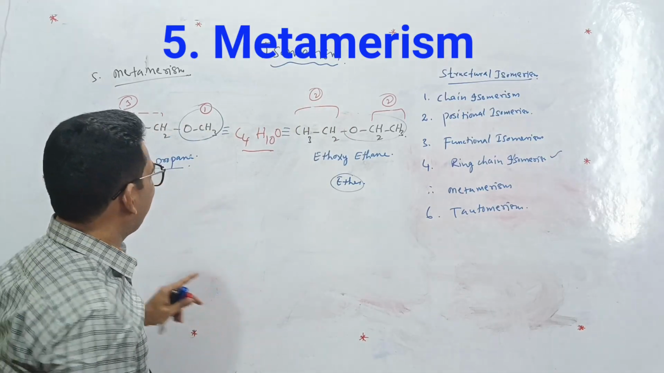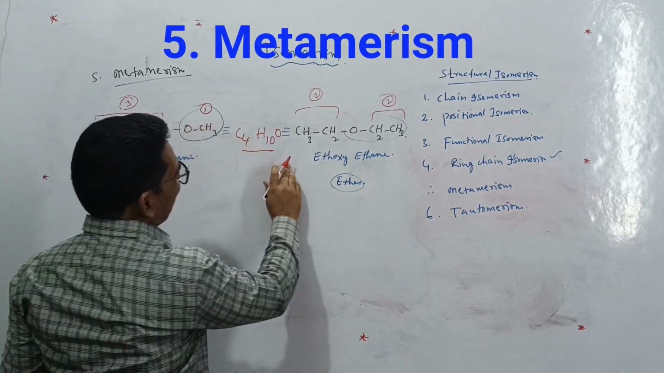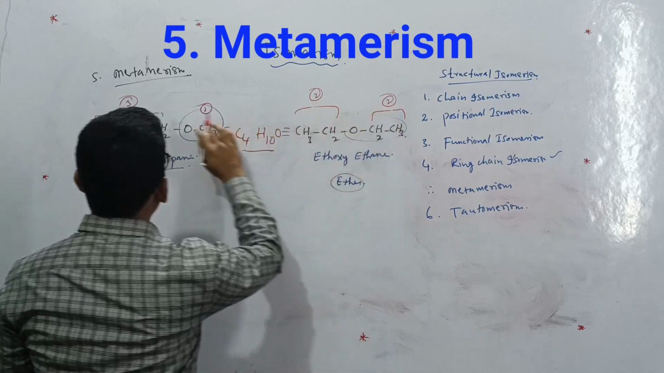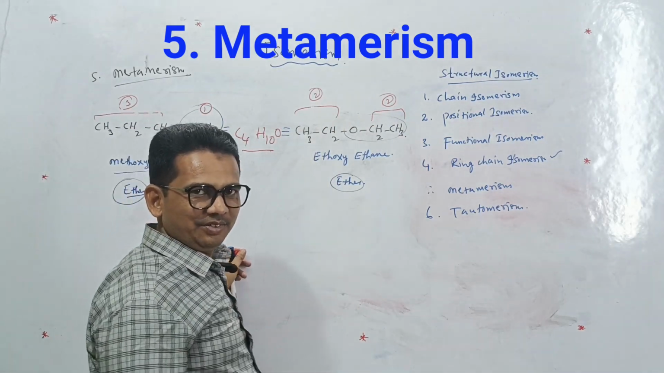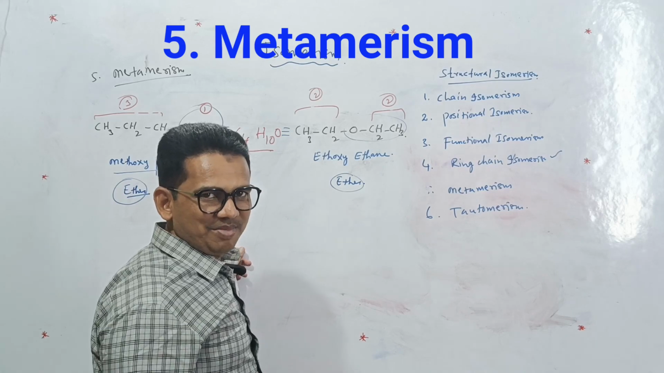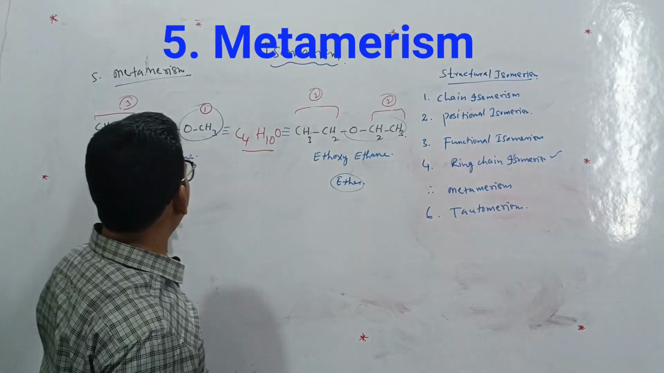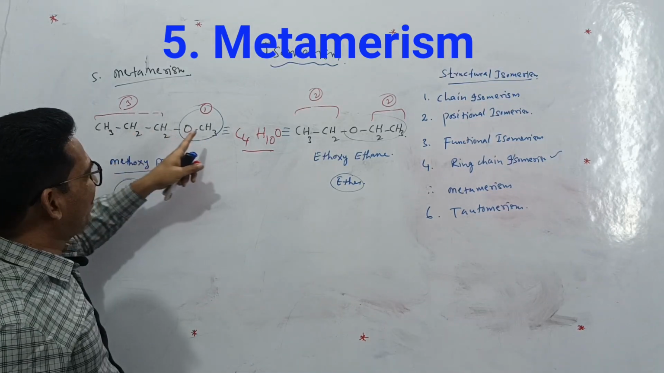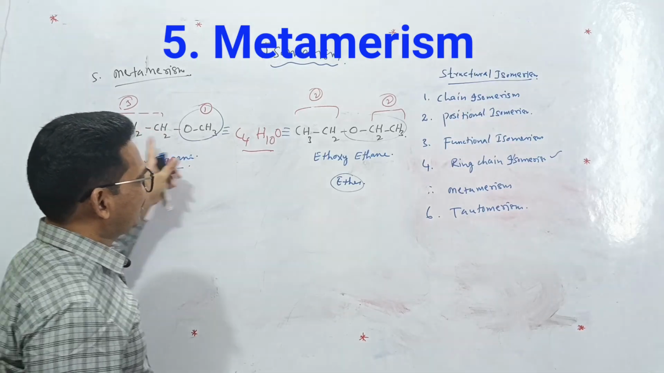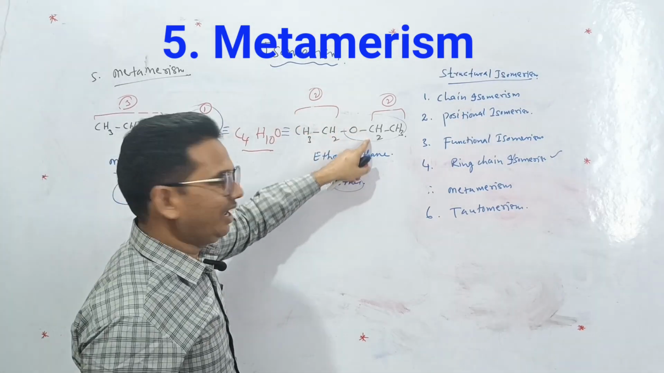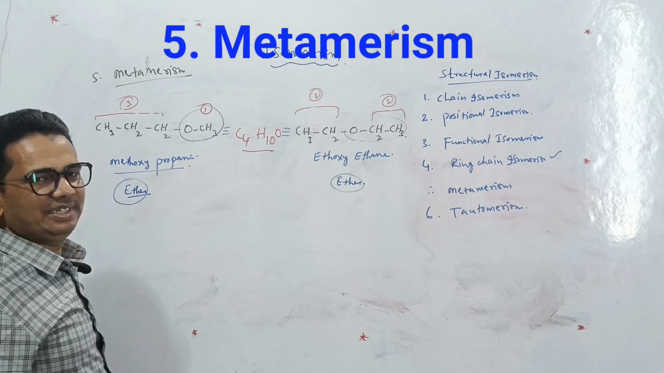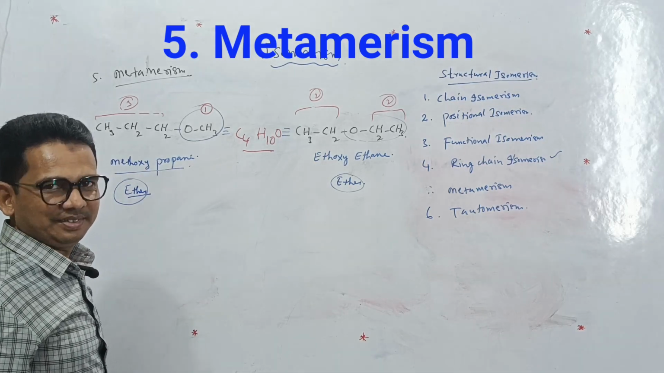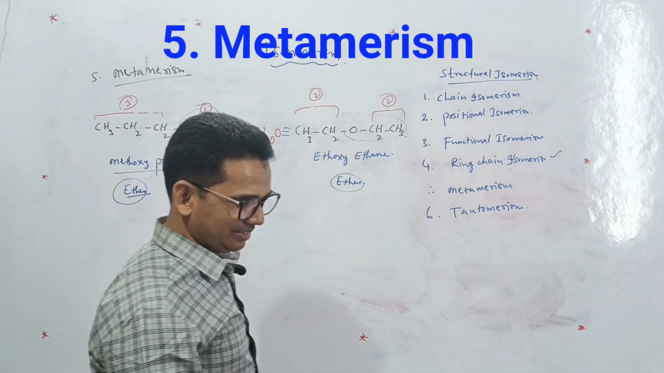Unequal distribution. If this side also, for example, you see 2, 2 and this side also 2, 2, then it is difficult. We cannot call them metamers. We call them metamers when the number of carbons varies when comparing one structure with another around the functional group, but the molecular formula is the same. That is called metamerism. I hope you understand.